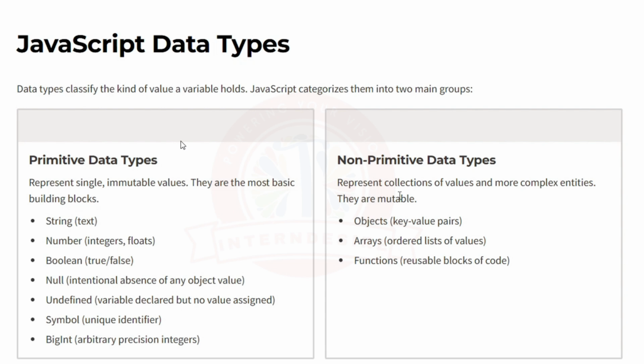Objects are key-value pairs, arrays are ordered lists of values, and functions are reusable blocks of code.